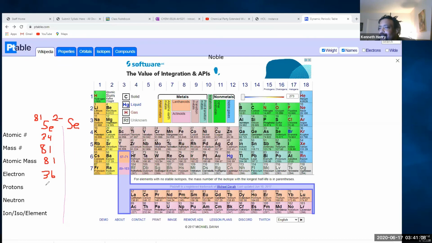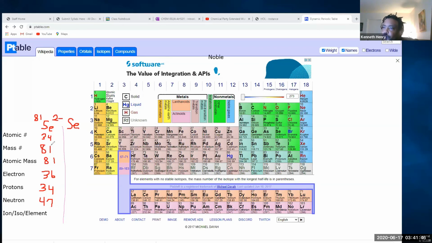Number of protons: 34. Number of neutrons: mass number minus... 47. That's right, 47. So what is it? An ion and an isotope. What type of ion is it, if I asked you that? It is an anion.